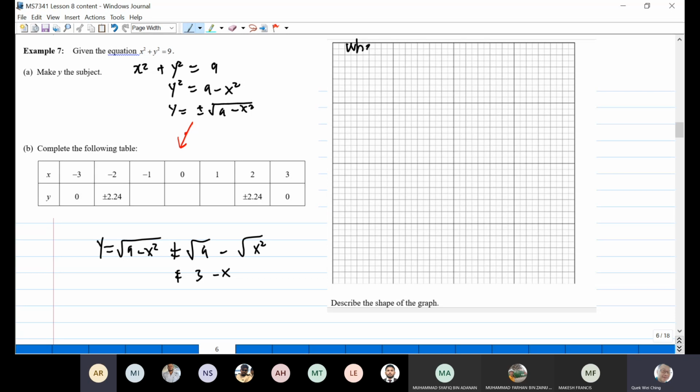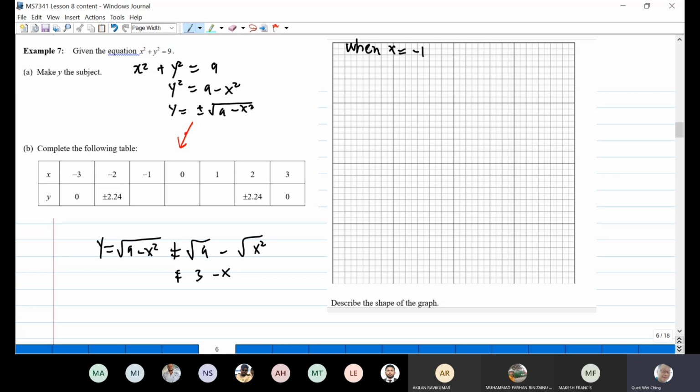Sir, I have one doubt. Yes. How did you get y equal plus or minus root 9 minus x square? Okay. So first, your y square equal to 9 minus x square, right? So how to make y come out? Take square root, right? Yes, sir.